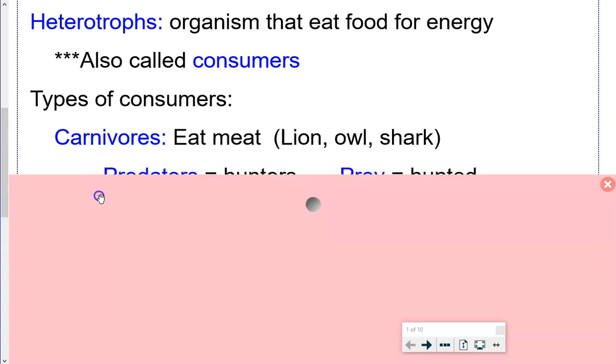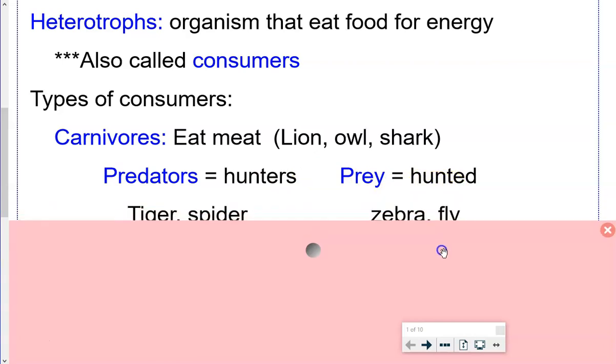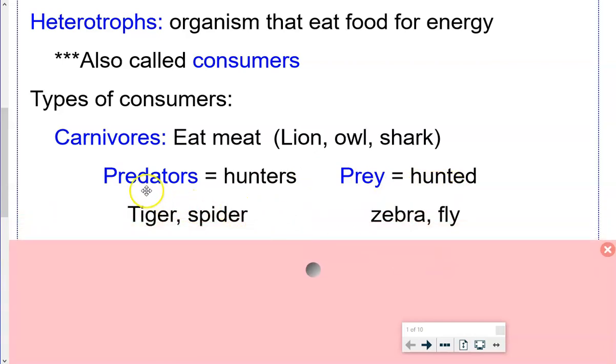And because they tend to hunt, we have a couple words for that too. A predator is a hunter. So lions, owls, sharks, these guys are all predators because they go hunting for food. The prey is the animals they are hunting. Okay, so I got a couple examples here. So a predator would be a tiger. Tigers would be the hunters, and their prey would be a zebra. Another example is a spider is a hunter, and spiders are hunting for flies. So flies would be the prey.